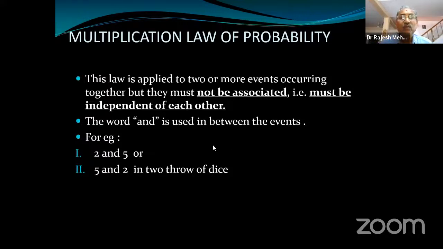In this case, two or more events occur together, but they must not be associated, they must be independent of each other. When you are throwing two dice, for example, both are giving an independent result. It is not that one is giving a result and then the second is giving a result based on it. So there should not be association between two events. There you can apply the multiplication law of probability.